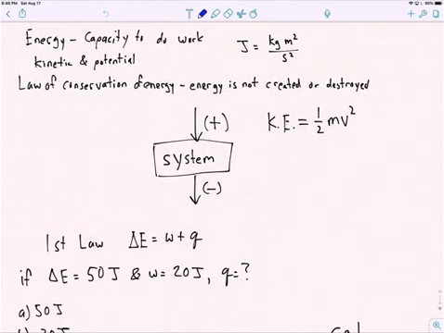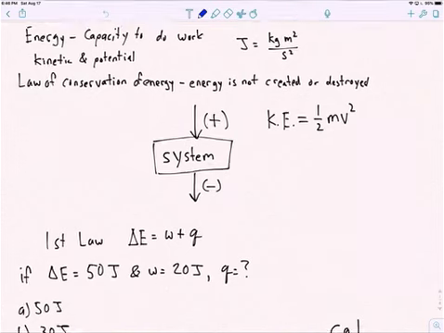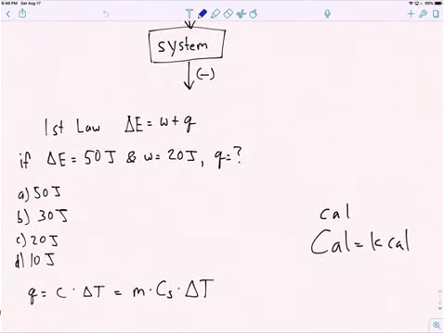So let's go in and talk about the first law of thermodynamics. The first law of thermodynamics is that the change in internal energy of the system, delta E, is equal to the work plus the heat flow. So W is work, Q is the heat flow. So let's see how you're doing. If the change in internal energy is 50 joules and work done is 20 joules, what is the heat flow? Heat flow is 30.